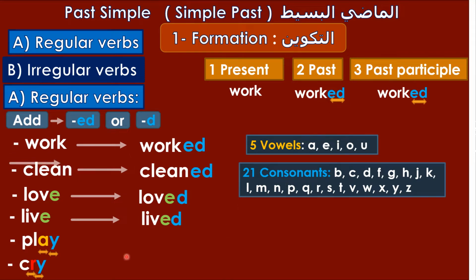So what's going to happen here? If we look at play, simply we're going to add ed. But in the case of cry, the situation is different. What we're going to do is delete the y and add ied.